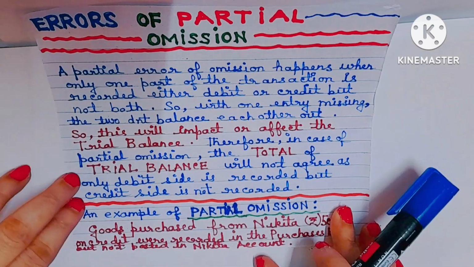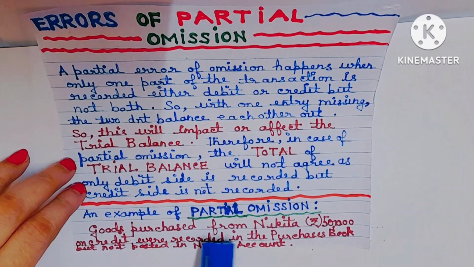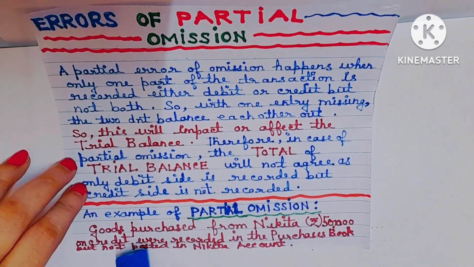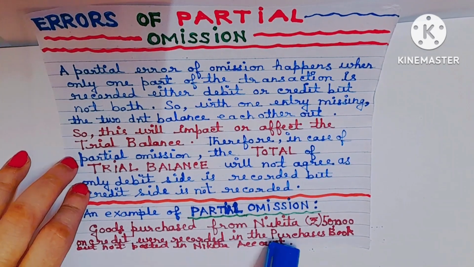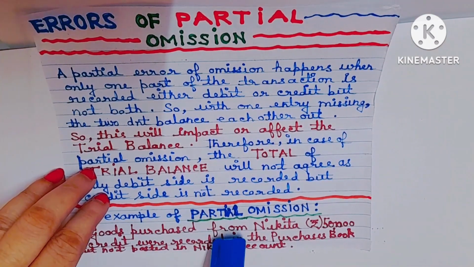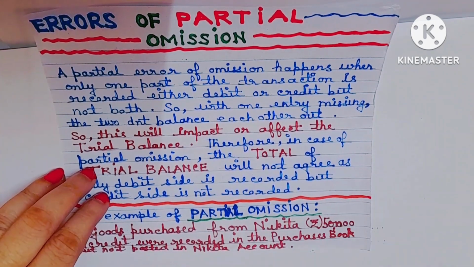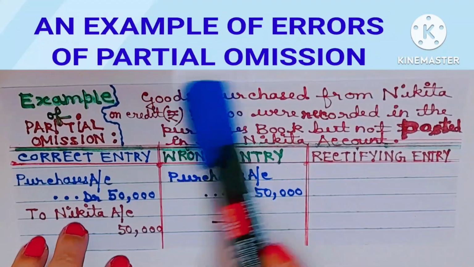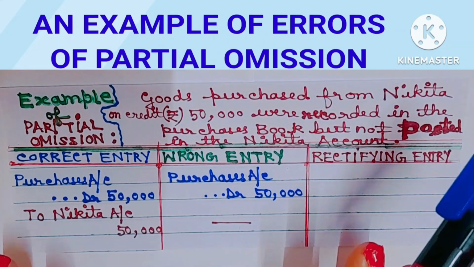So let me take the same example, an example of partial omission. Goods purchased from Nikita rupees 50,000 on credit were recorded in the purchases book but not posted in Nikita account. Okay? In the case of complete omission, on both sides the amounts were not recorded. But in the case of partial omission, rupees 50,000 were recorded in the purchases book but not posted in Nikita account. Now this is an example of partial omission. I am taking the same example so that you can understand.